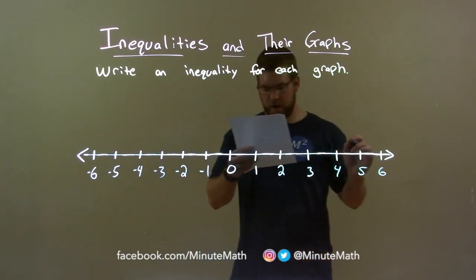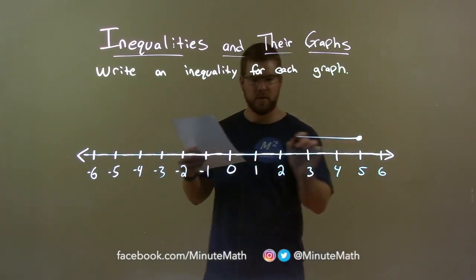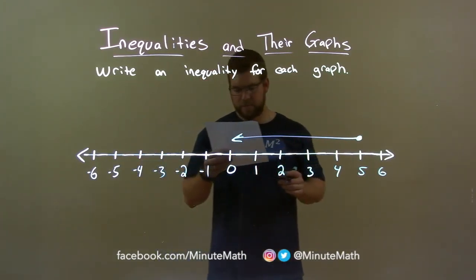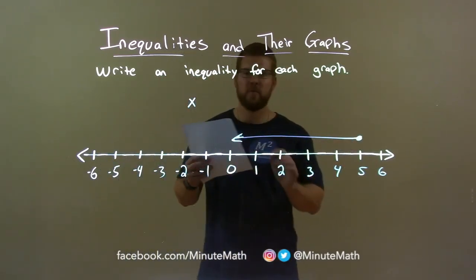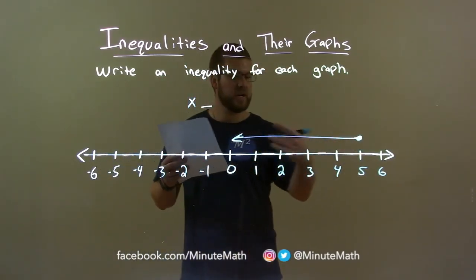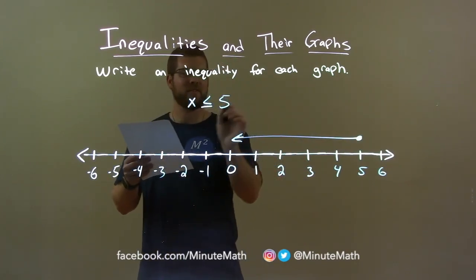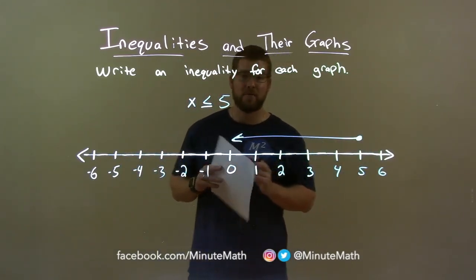So right here at 5, we have a closed circle, and it's shaded to the left. Well, let's use the variable x here. They tell us it's a closed circle at 5, so we have an equal to, and we're shading to the left, so it's a less than sign. So we have 5 here, so x is less than or equal to 5 is represented by this graph.